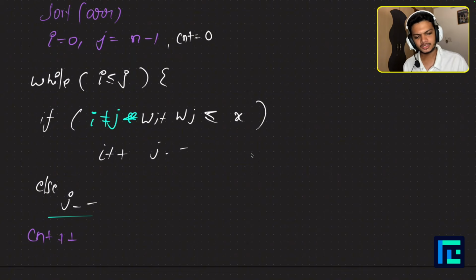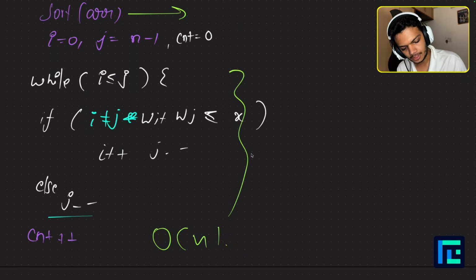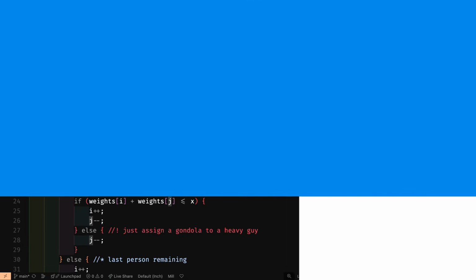So what is the time complexity here? Before we go there, the time complexity here, there will be n log n time consumed for sorting, and this is just order of n. You are just going through the weights array once. So this is simply order of n log n, and the space complexity, we are not consuming any extra space, so it's simply order of 1. Fine. Alright, so here's the code.